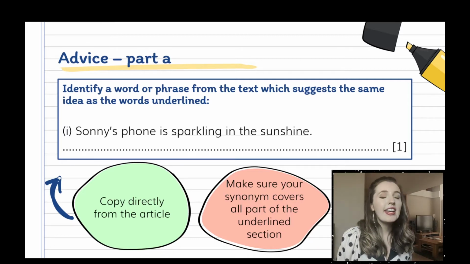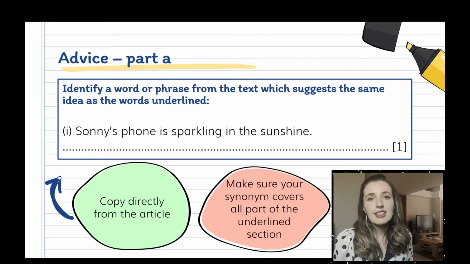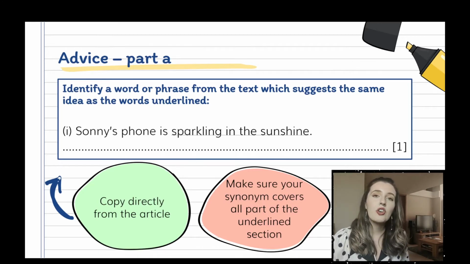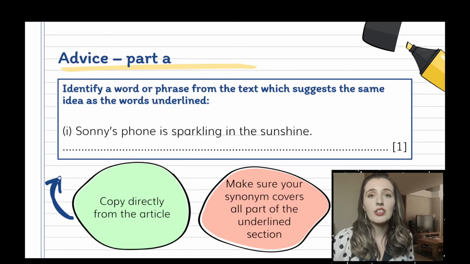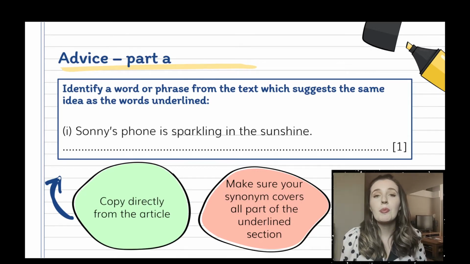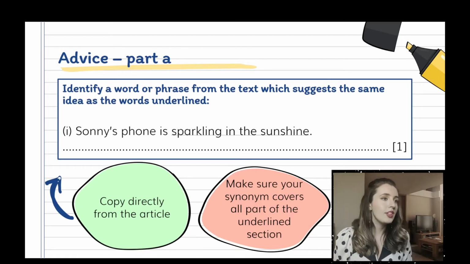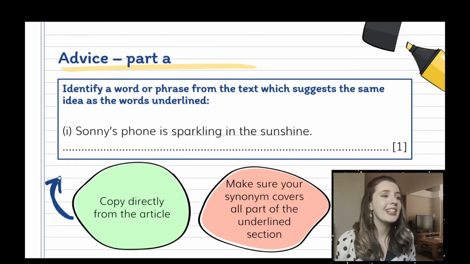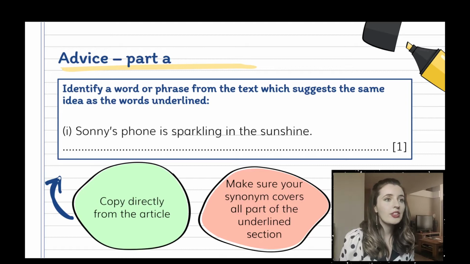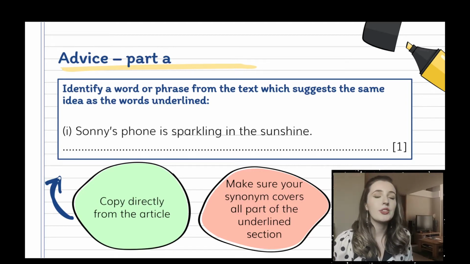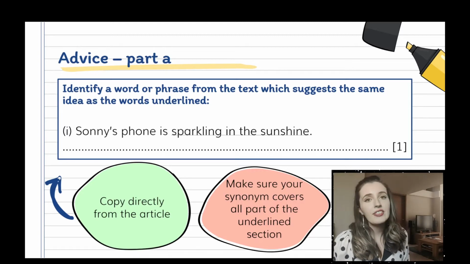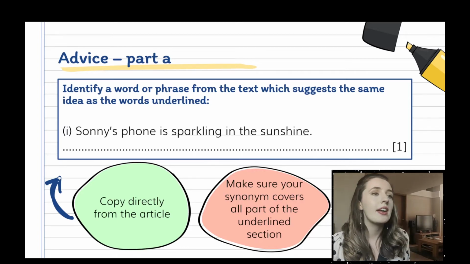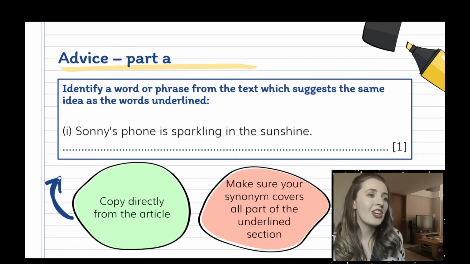Part A is relatively simple. Basically, you will have a word or phrase underlined and then you'll have to go back to the text and find a word or phrase that means the same thing. So it's basically, can you go away and copy down a synonym? Here's an example on the screen. Identify a word or phrase from the text which suggests the same idea as the words underlined. And here you have to find a word or phrase that means the same as sparkling in the sunshine.